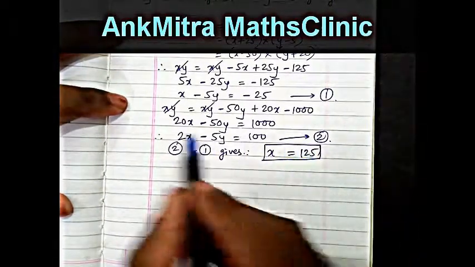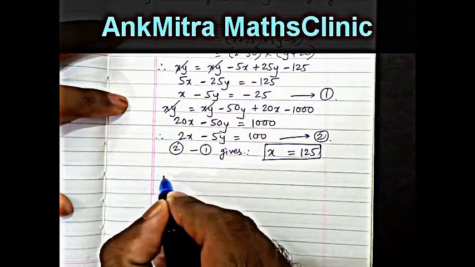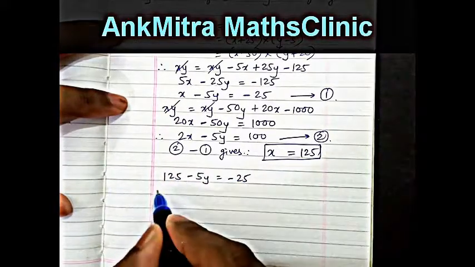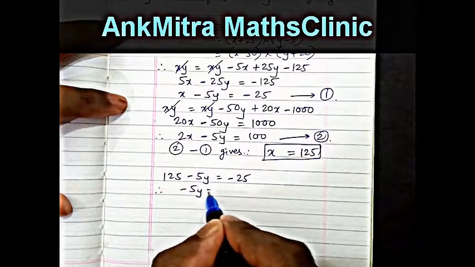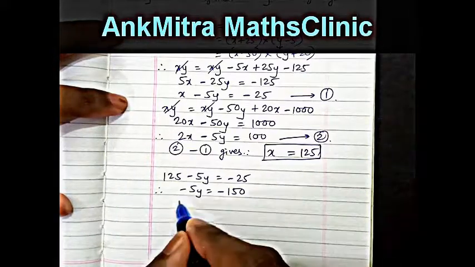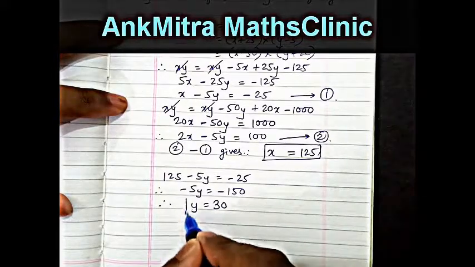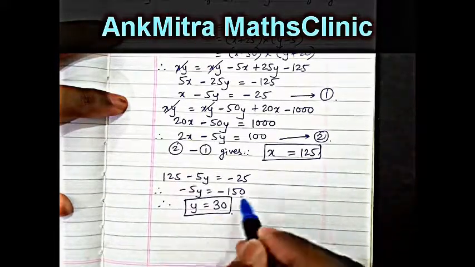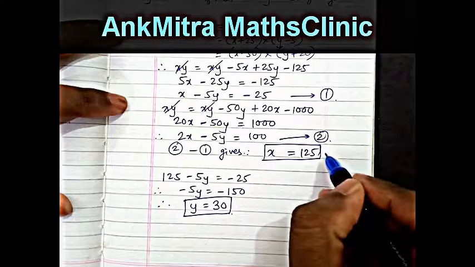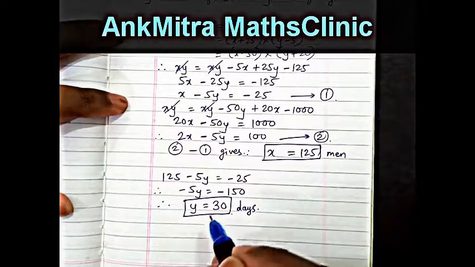Now we'll find the value of the other variable by using this value in equation 1. So I have 125 minus 5Y is equal to minus 25. Therefore, minus 5Y is equal to minus 150. Therefore, I have Y is equal to 30. That is, the original number of days required by these 125 men to finish the work is 30 days. So 125 men and 30 days are the values that we need as our answer.